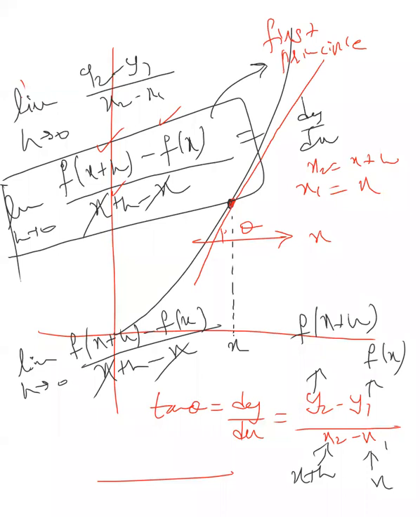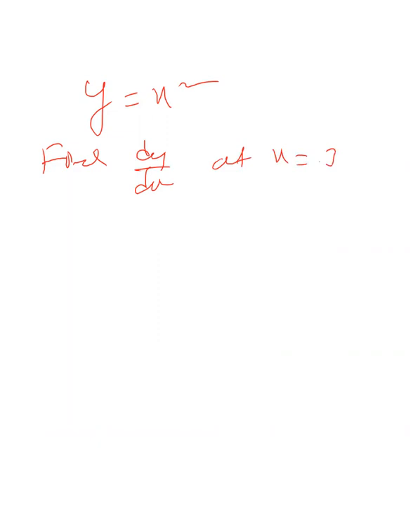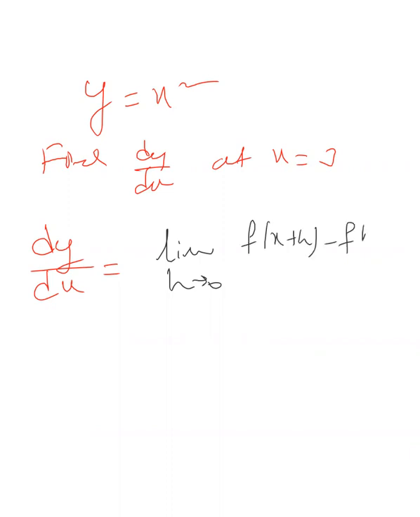Now we will do the questions on the first principle. For first principle, questions will be like this: y is equal to x square. Find dy by dx at x equal to 3. What you have to do is apply the formula. What is the formula? Limit formula, limit of h tends to 0. That means h is not 0 but is tending to 0. Its value is very close to 0 because x plus h and x are very close to each other, and the formula is like this.